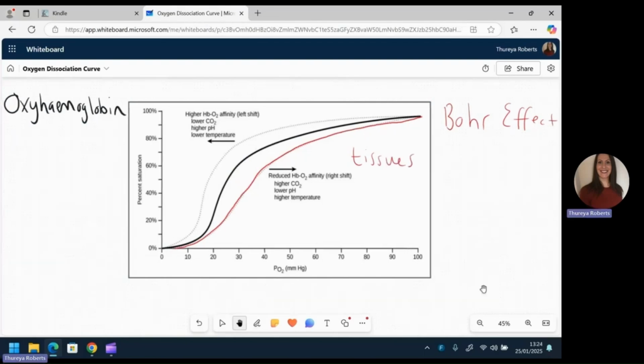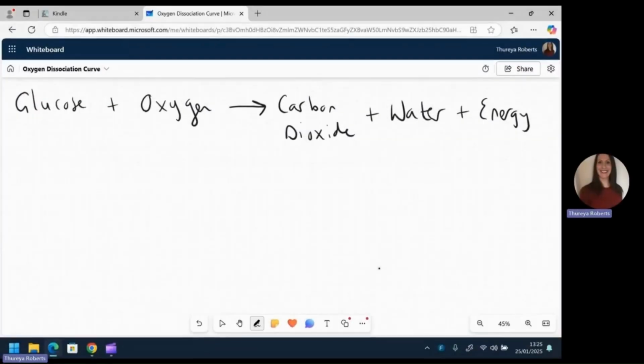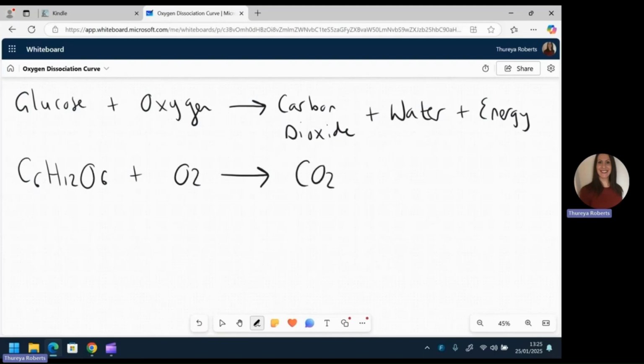So let's look at the Bohr effect in more detail. The goal in the tissues is to get as much oxygen off the haemoglobin as possible for cellular respiration to make ATP. Remember that ATP is the energy currency found within the cells. So if you remember the word equation for respiration, if we wanted to do the chemical formula for that, it's C6H12O6 plus oxygen produces carbon dioxide plus water plus energy in the form of ATP.